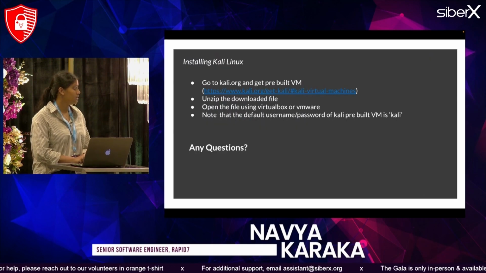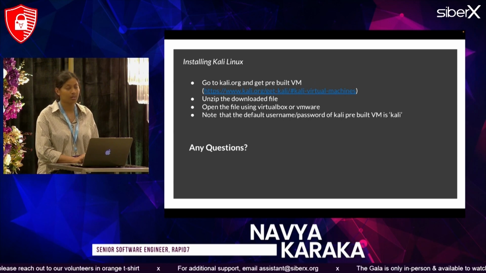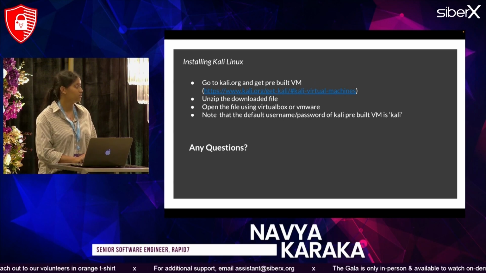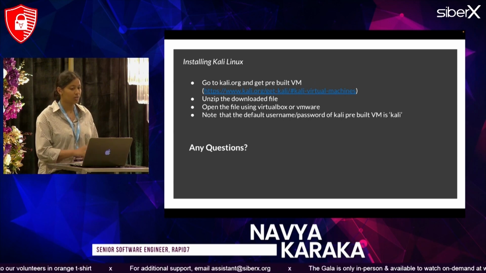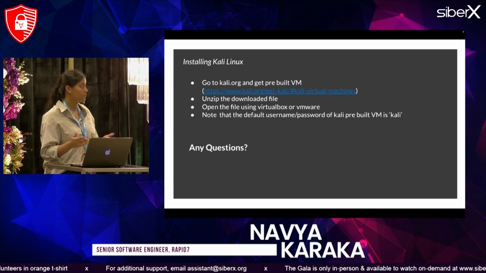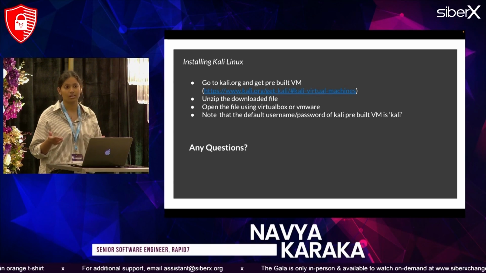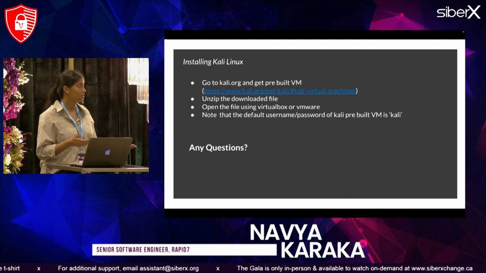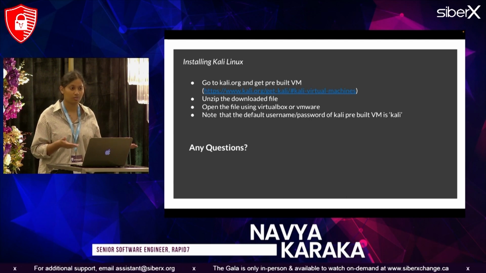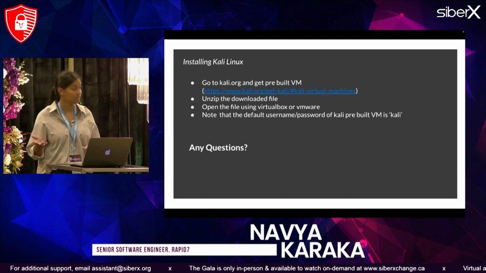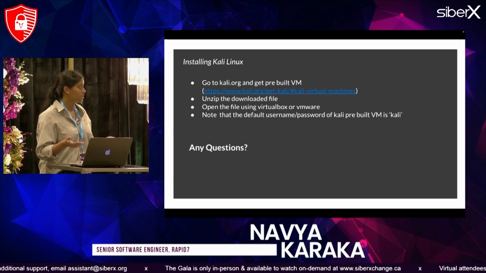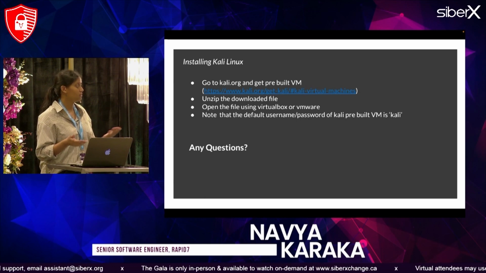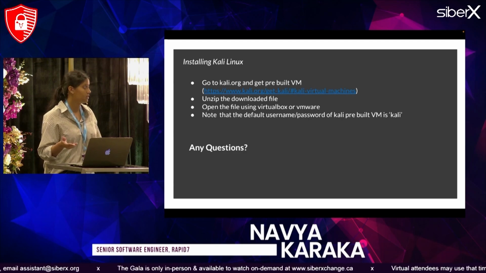So installing Kali Linux is actually pretty straightforward. As I mentioned, in case you do want to use a pre-built VM, you can just go to the Kali Linux official website where they offer the Kali Linux virtual machines that you can use for different software, such as VirtualBox or VMware or anything else. You can just unzip the downloaded file, open the file using VirtualBox or VMware.